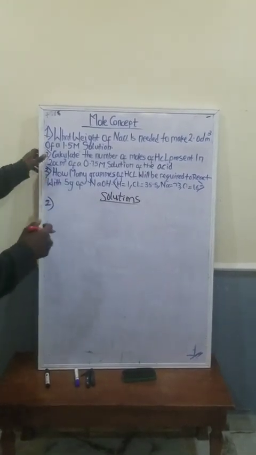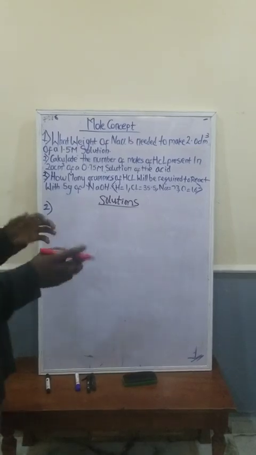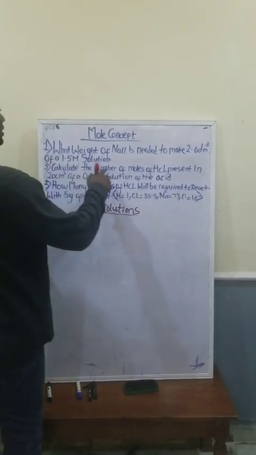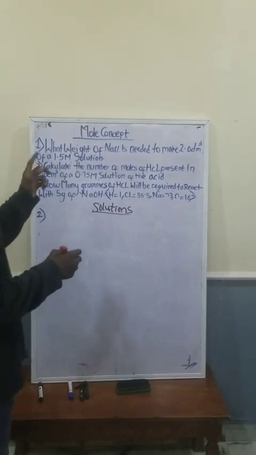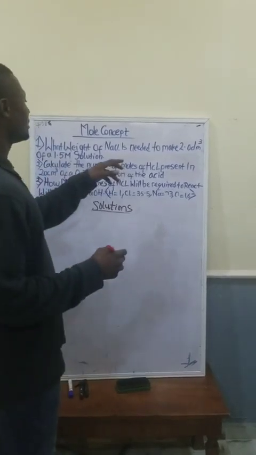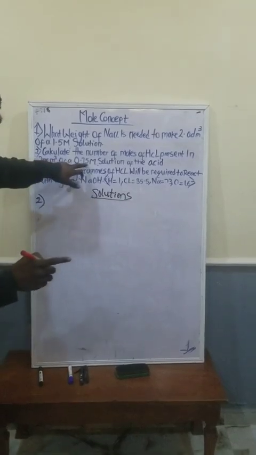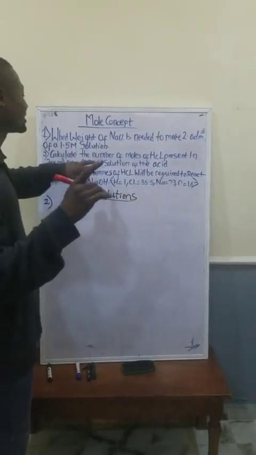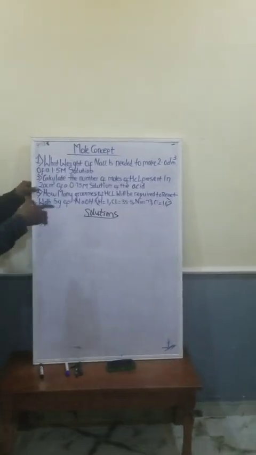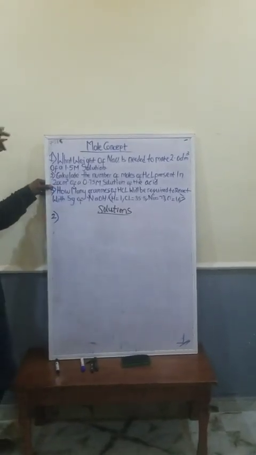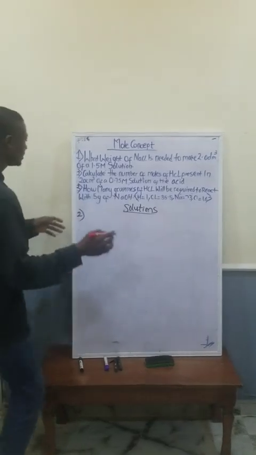Let's move to number 2. Question number 2 was gotten from 2007 question 18, JAMB past question. Calculate the number of moles of HCl present in 20 cm cube of 0.75 molarity solution of the acid. The word molarity is used in respect to concentration. Another mistake students often make is using cm cube when calculating. It is very wrong. Either convert it to dm cube before solving, or divide by 1000 when solving. So now let's go.